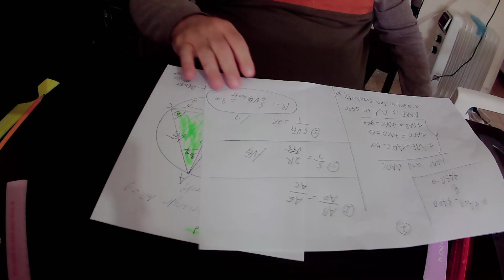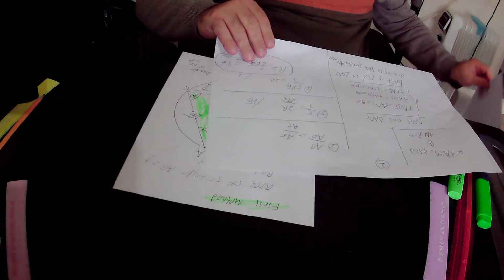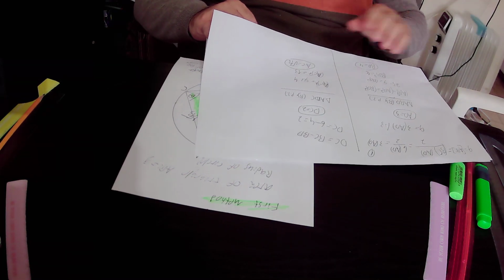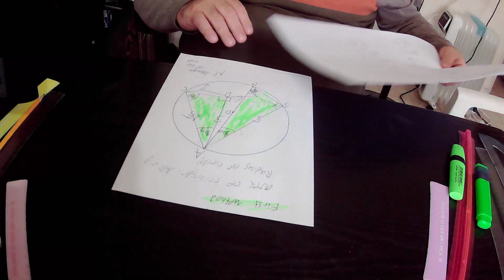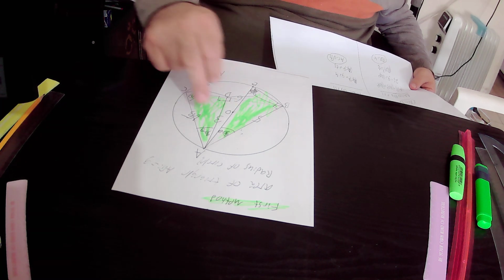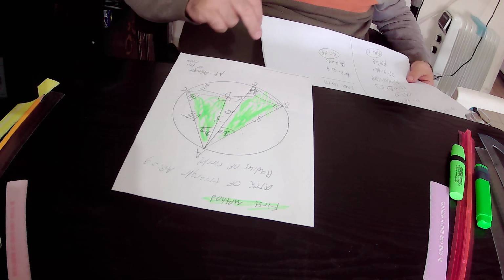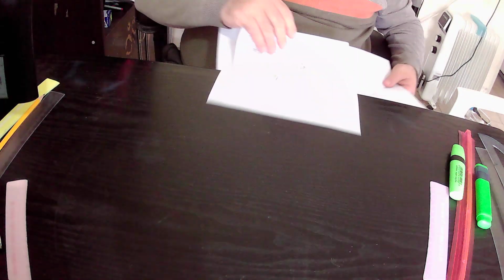Okay, so we finished with the first method. Next I will present to you how we found the radius of this circle that circumscribes triangle ABC according to the second method.